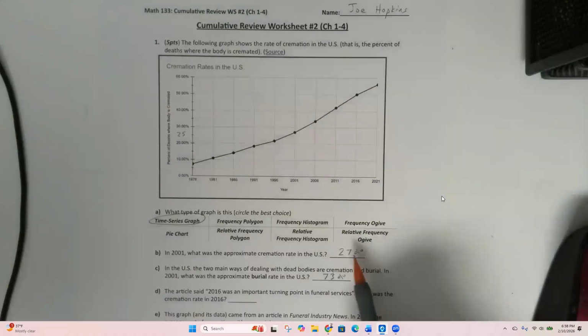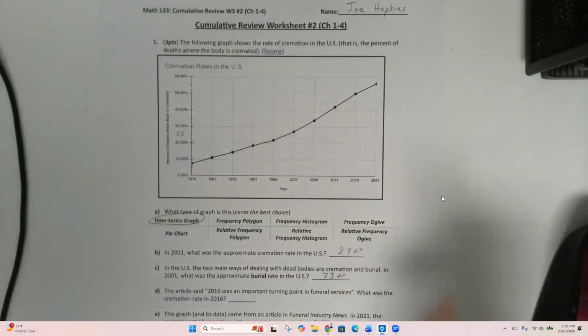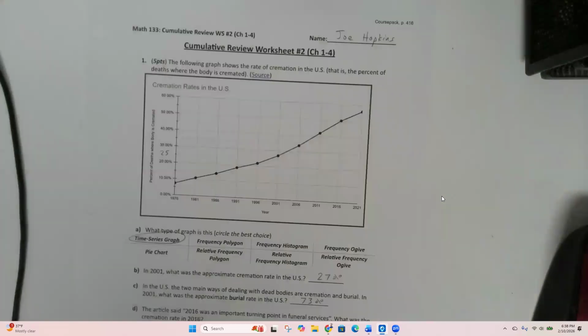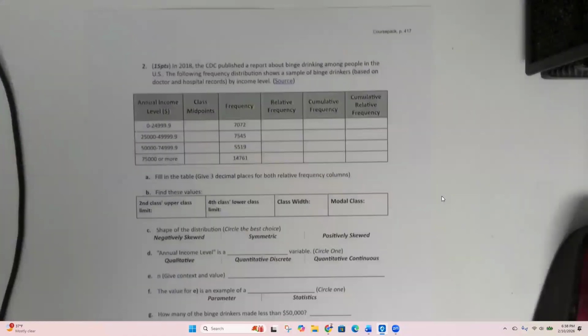So, okay. Yeah, I don't know what the other ways are, but they're probably pretty small. So probably less than a percent. Okay, so we'll come back and we'll finish filling out the rest of that in a little bit. I want to jump to page 417.